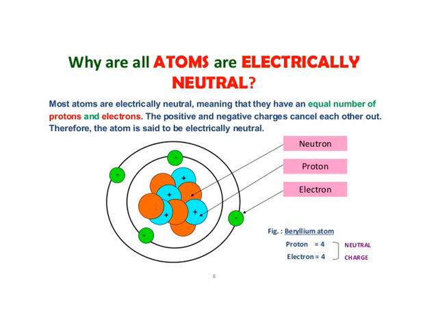Okay, you have to see the positive charge and the negative charge. For both positive and negative, there are 4 each. Therefore, they cancel each other and the atom is electrically neutral.